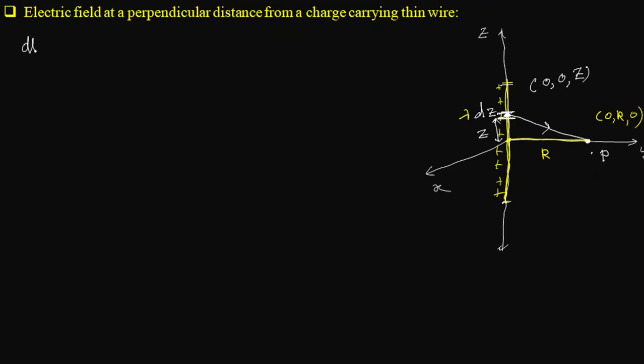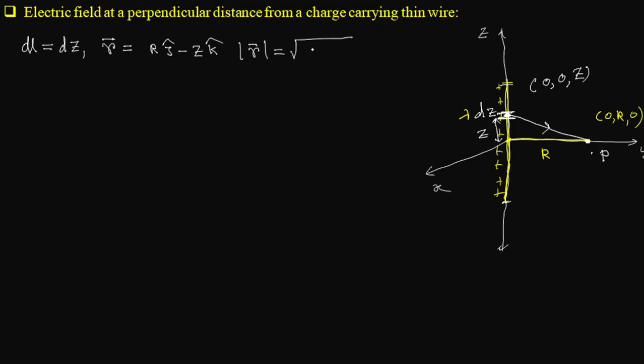First, dl is in this case dz, and then the position vector r equals the position vector of point p with respect to the source point 0, 0, z. The x coordinate of both points is 0, so the x component will be 0, then the y component will be r j cap, and the z component will be minus z k cap. So this is the r vector, and what will be the magnitude of the r vector?